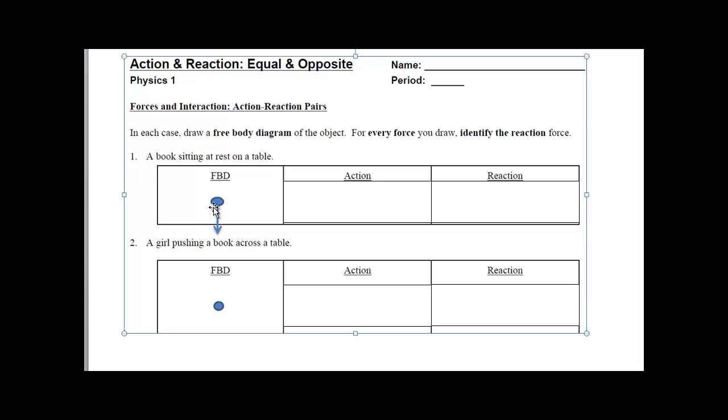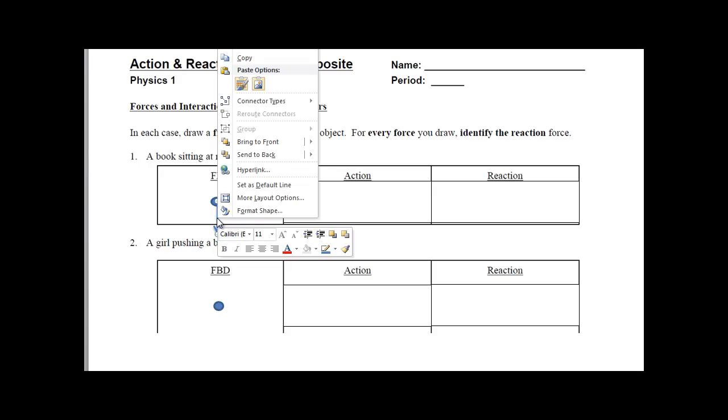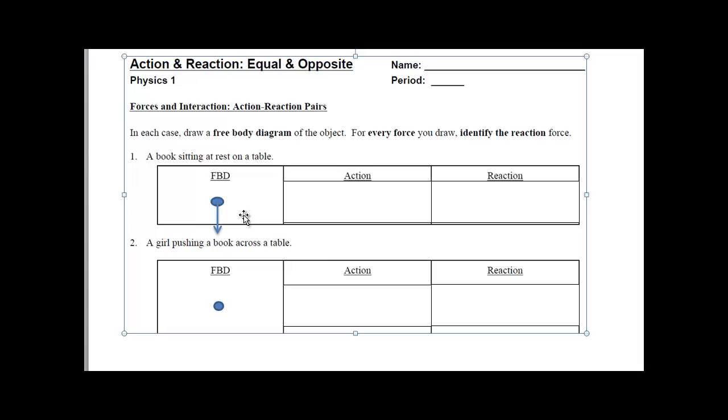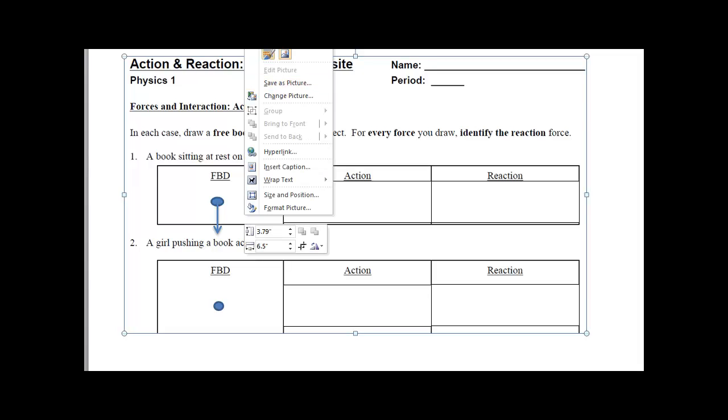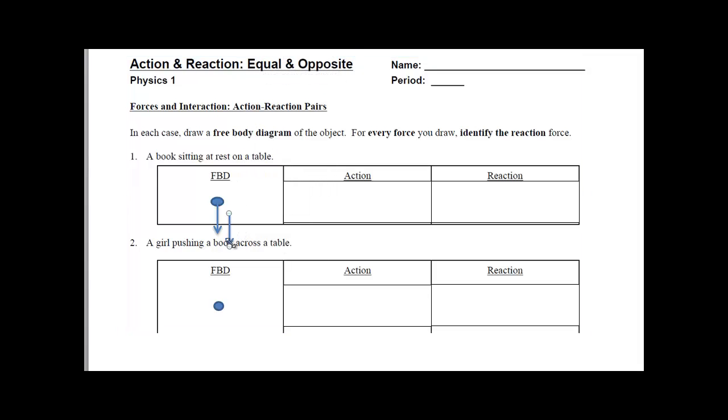So if this is the force of gravity pulling the book down, the nice thing about doing this digitally is I can copy and paste that arrow. So now I have another arrow that's identical. However, it's going the wrong direction. So I'm going to take the top of this arrow and pull it around this way. And I'm going to make sure that they're about the same length, which they are, and put that arrow right on top here.